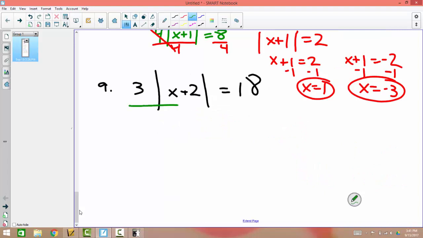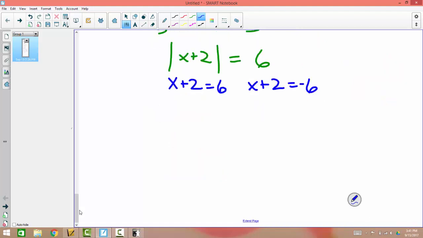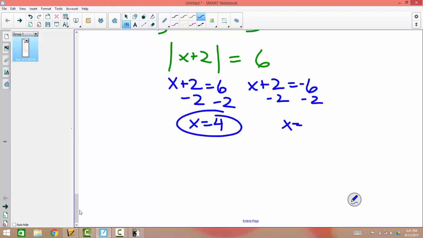In the next one, you would first divide by 3. And if at any point you're getting an absolute value equaling a negative, it is no solution, just reminding you again. You have two problems at this point. x plus 2 is equal to 6 and x plus 2 is equal to negative 6. So you solve each of them. One of your solutions is 4. The other solution is negative 8.